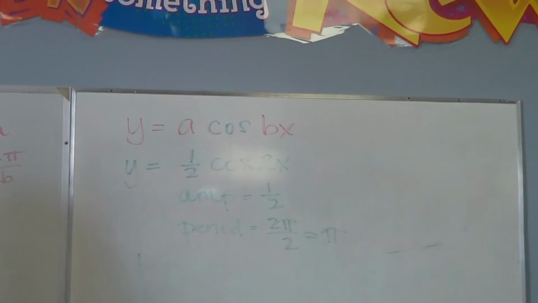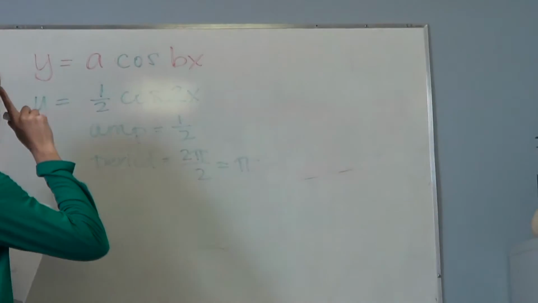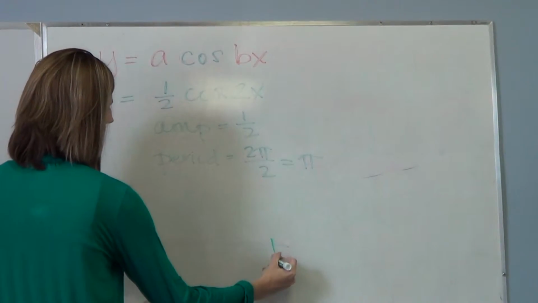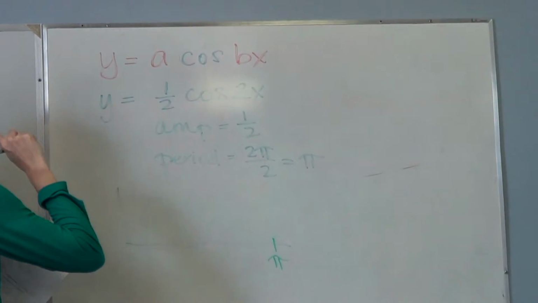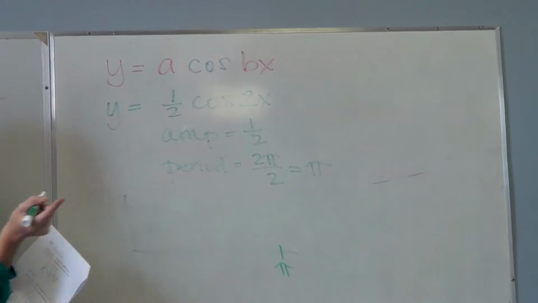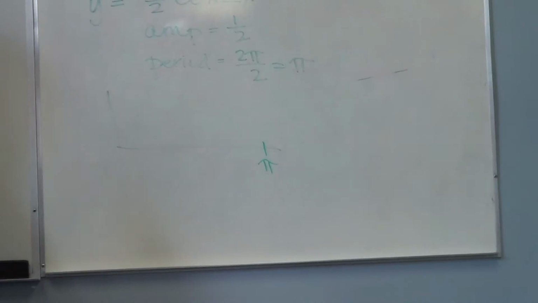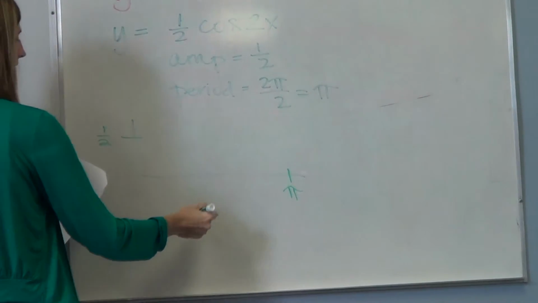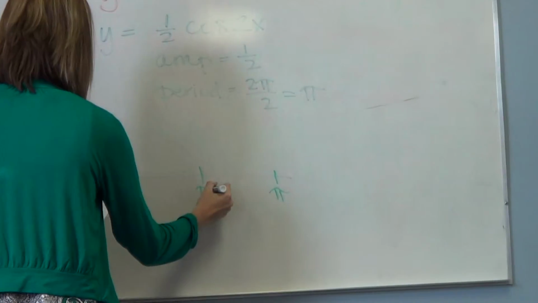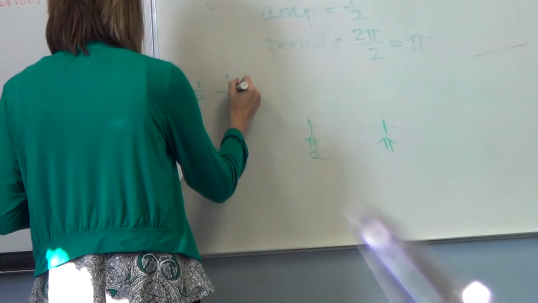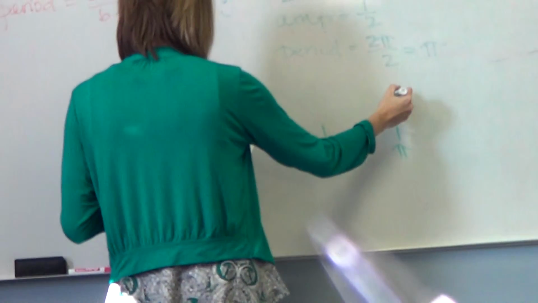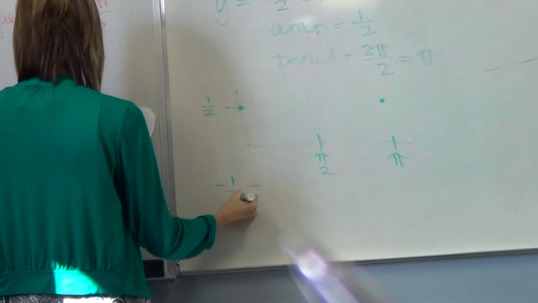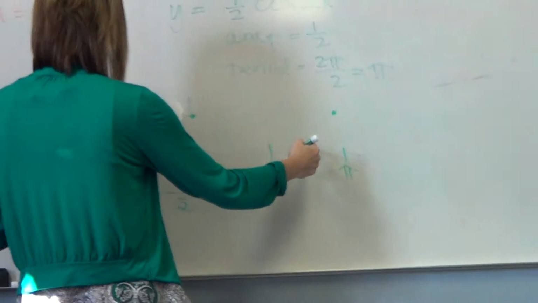Marker issues. All right, so with the cosine, we generally start at 1, or we're going to start at whatever the amplitude is. So in this case, we'll start at 0.5 or 1/2. And then we will end also at 1/2. And we will go down to negative 1/2.